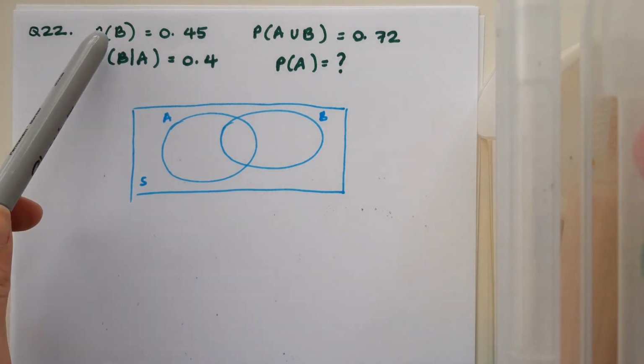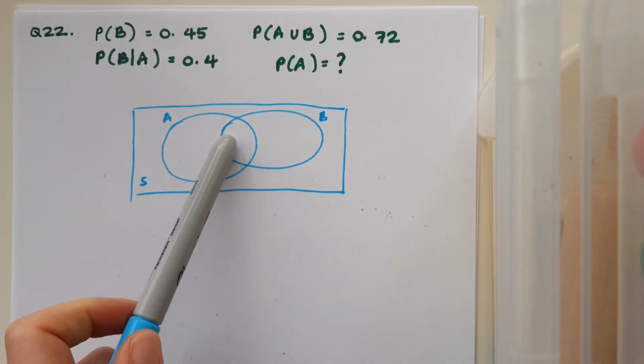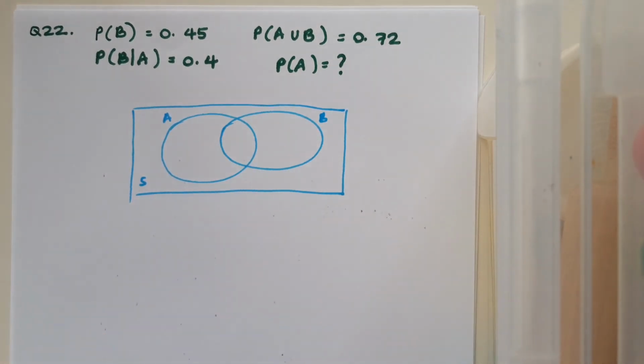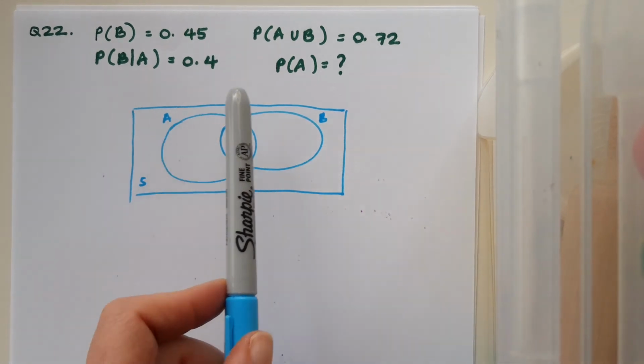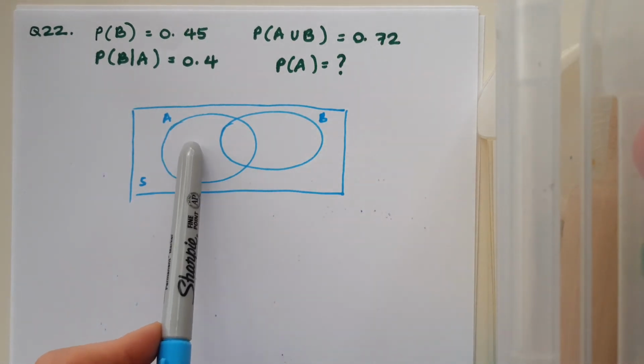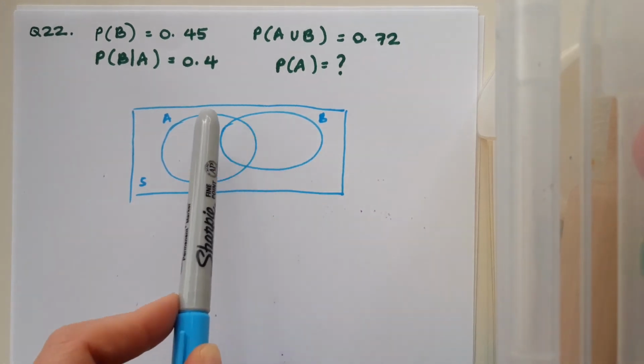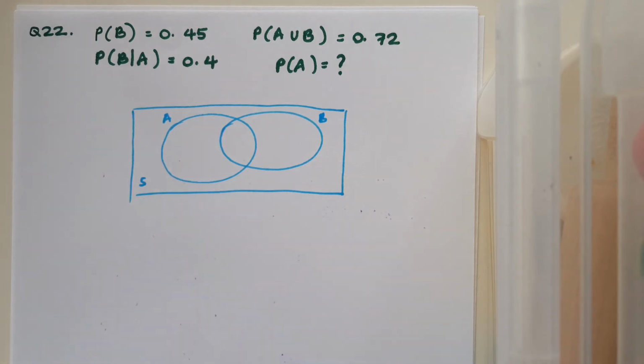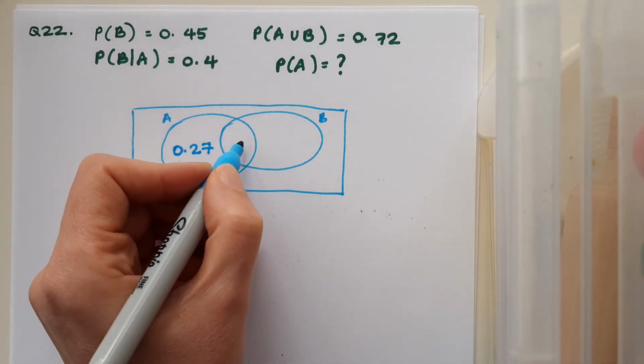So I know that the probability of B is 0.45. So this whole set here is 0.45. I just don't know what goes into the individual parts of that set. I do know as well that A union B is 0.72. So I now know what to put into this portion of the diagram. If this is 0.45 and we've got 0.72 in total, then I must be filling 0.27 in here. Like I said, I don't know what to put into the intersection. I haven't got a value for it. So for the time being, I'm going to call that X.